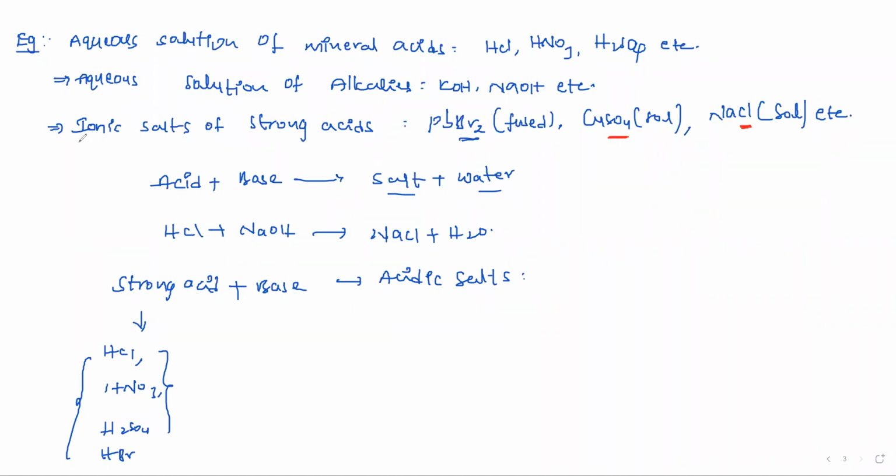That's why these ionic salts of strong acids are good conductors of electricity. These are called strong electrolytes. Okay. I hope everyone understood this one.